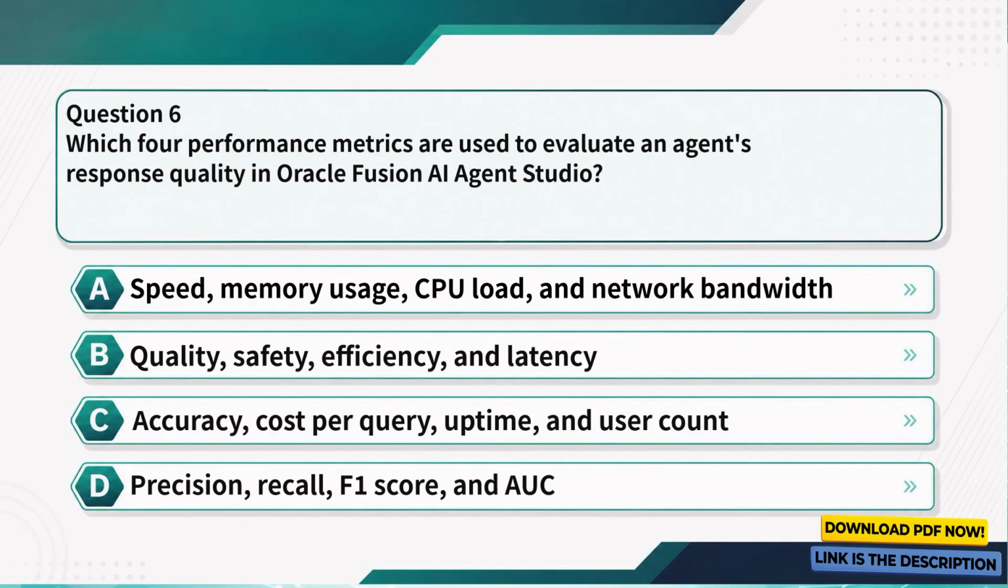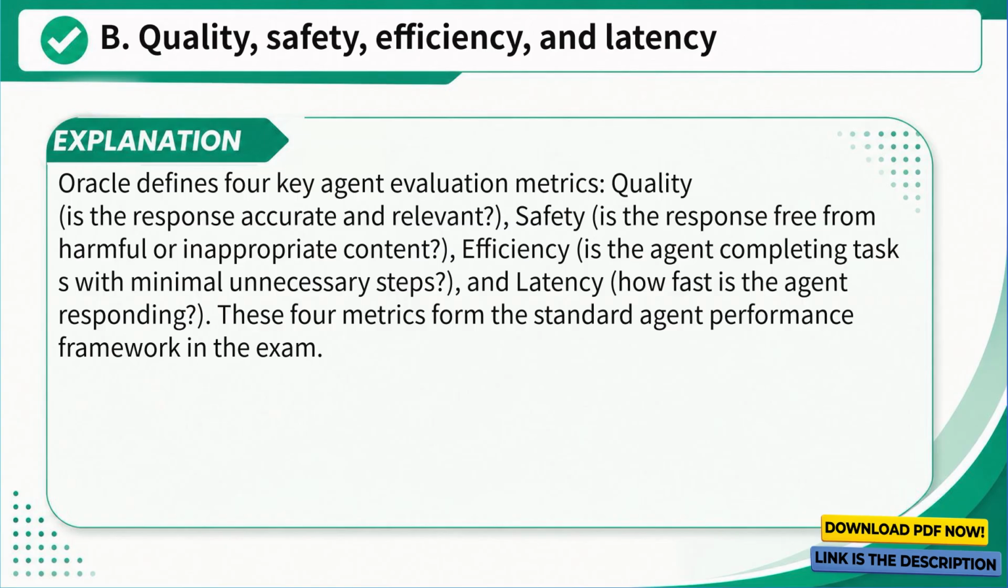Question 6. Which 4 performance metrics are used to evaluate an agent's response quality in Oracle Fusion AI Agent Studio? A. Speed, memory usage, CPU load, and network bandwidth. B. Quality, safety, efficiency, and latency. C. Accuracy, cost per query, uptime, and user count. D. Precision, recall, F1 score, and AUC. Correct answer. B. Quality, safety, efficiency, and latency.